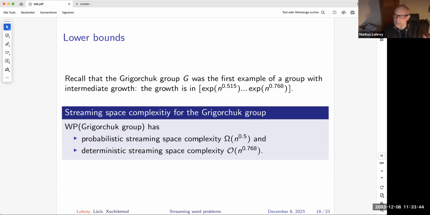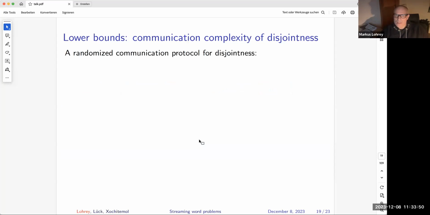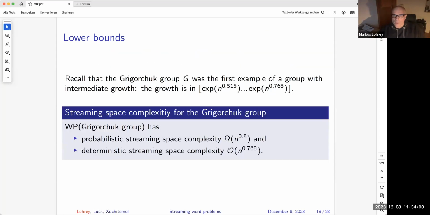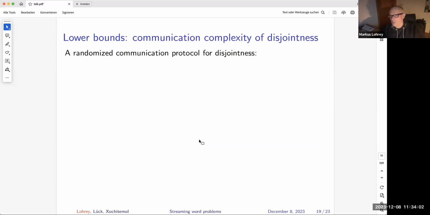And I want to say something about how we can prove these lower bounds on the probabilistic streaming space complexity. And that's where communication complexity enters. I will give you only the basic ideas. There are more slides, which I will also jump over. Communication complexity is a branch of complexity theory where you can actually prove lower bounds. And I will show you one concrete problem, namely disjointness.